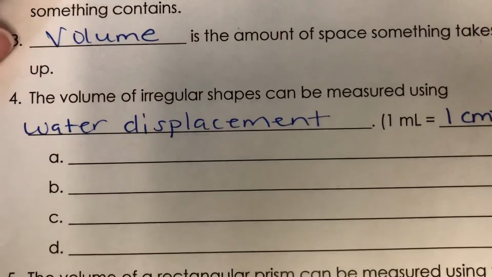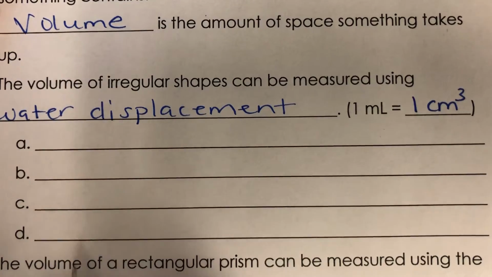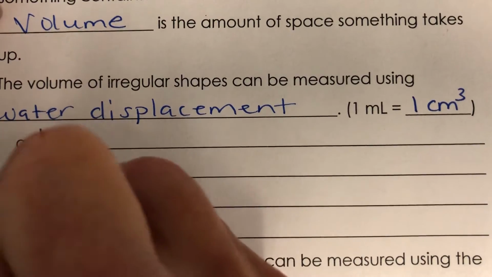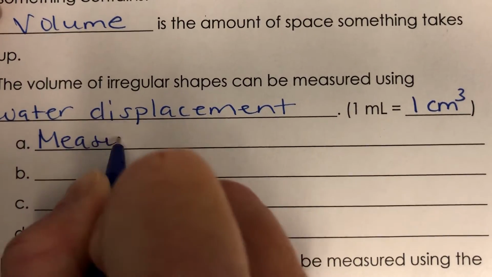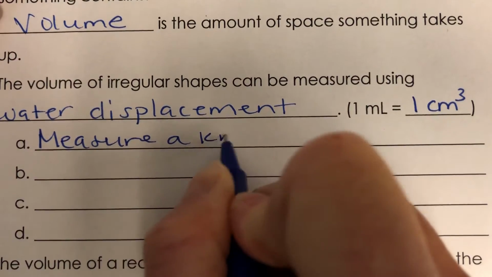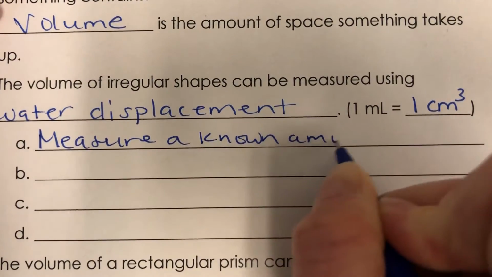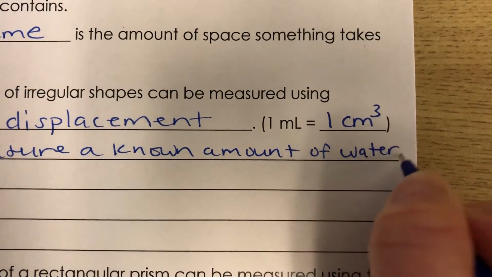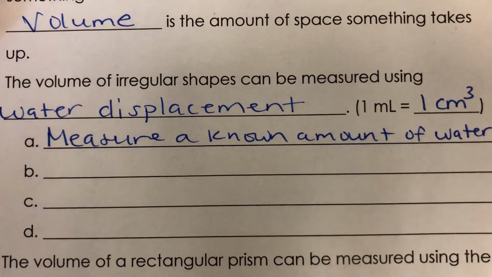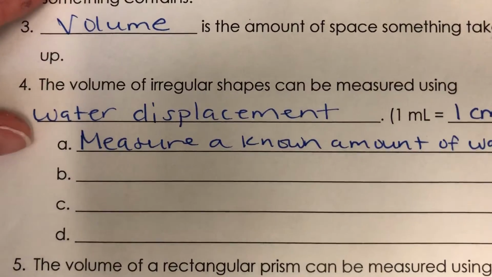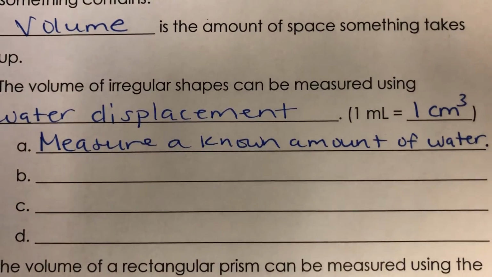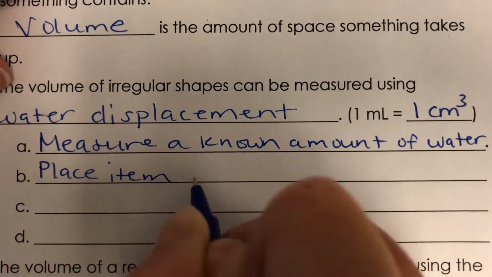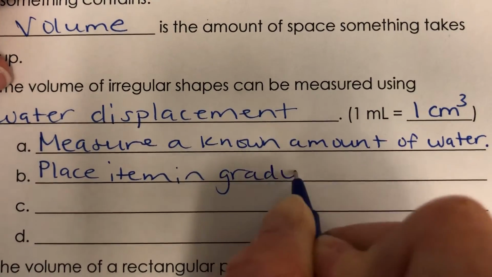So how does water displacement work? What did we do? Well, first we took a measure of a known amount of water. We put some water in the graduated cylinder, so we filled it up and we looked at how much was in there. So step 2, what do we do? Well, we placed the item that we wanted to measure in the graduated cylinder. So step 2, place item in graduated cylinder.